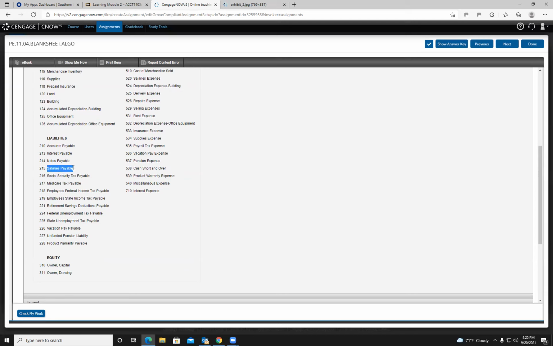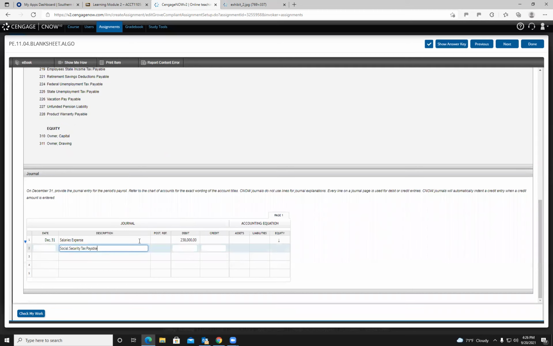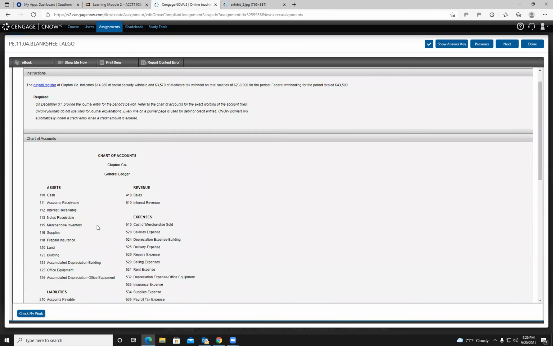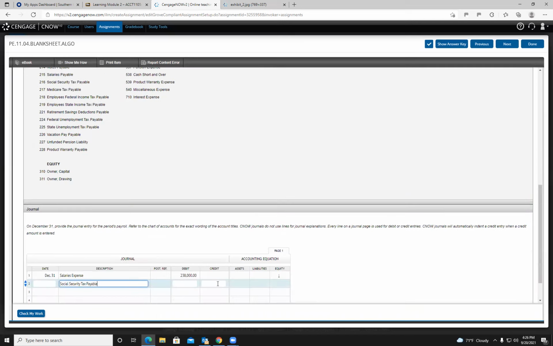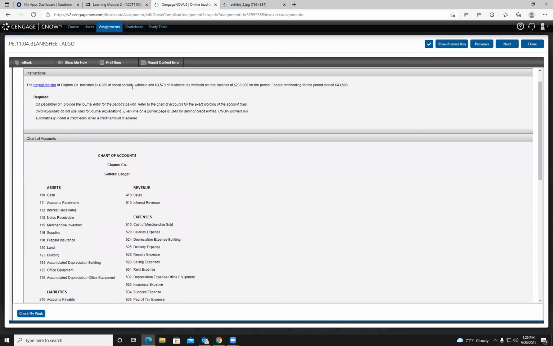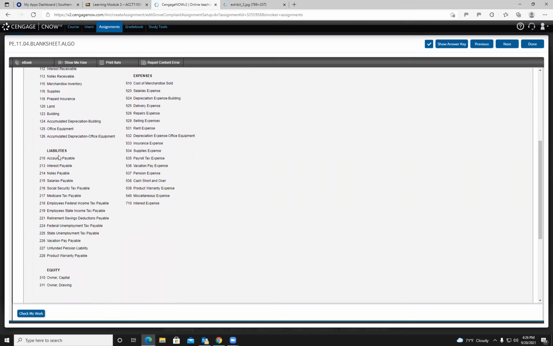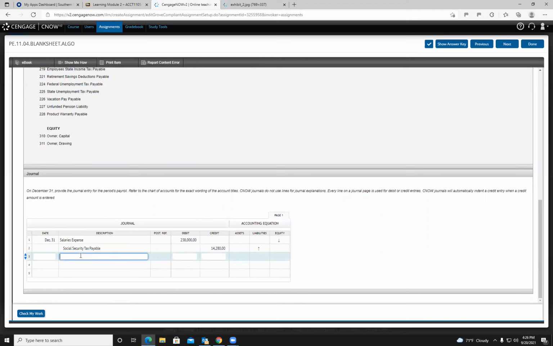Okay, so the first thing we're going to do is go ahead and start with our Social Security, and I'm just doing the Control C and the Control V functions, but you can, as I showed you earlier, definitely right click. So 14,280 was withheld for Social Security. All right, then we'll come back up here. The next one is the Medicare tax withheld, which was 3,570. So let's come down here and we'll find the Medicare tax payable account. Copy, paste, 3,570.